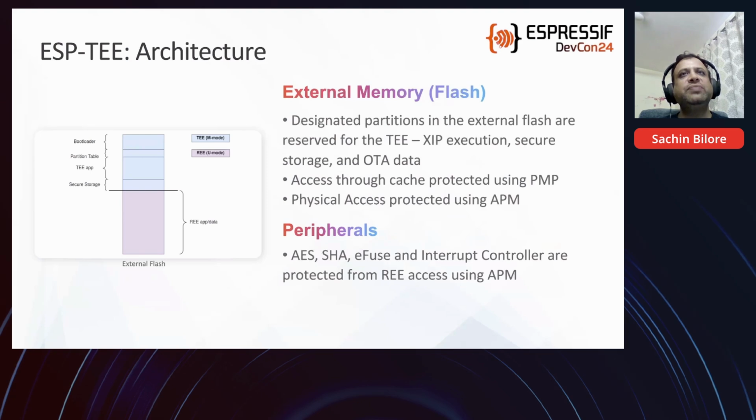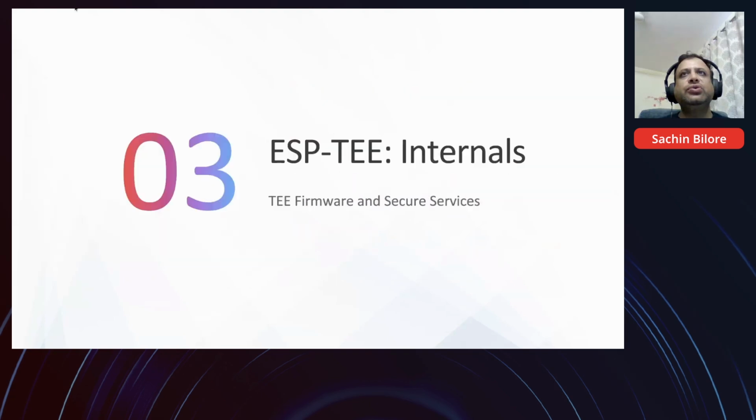While establishing the isolation, peripherals are also isolated. Secure peripherals are isolated in the TEE, which includes all crypto peripherals, the interrupt controller, eFuse, and the APM. So this is all about ESP-TEE and its architecture. Now let's dive into its internals and use cases, for which I request Lokesh to take over.